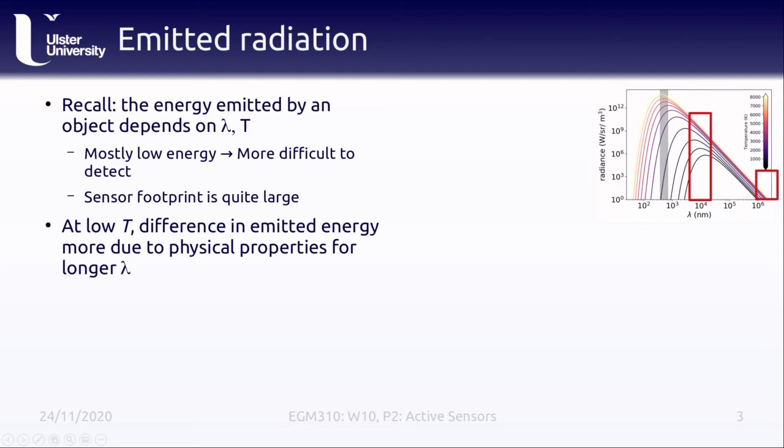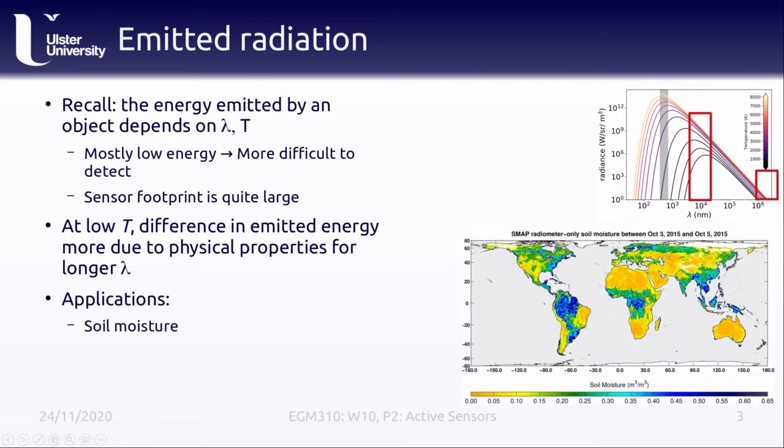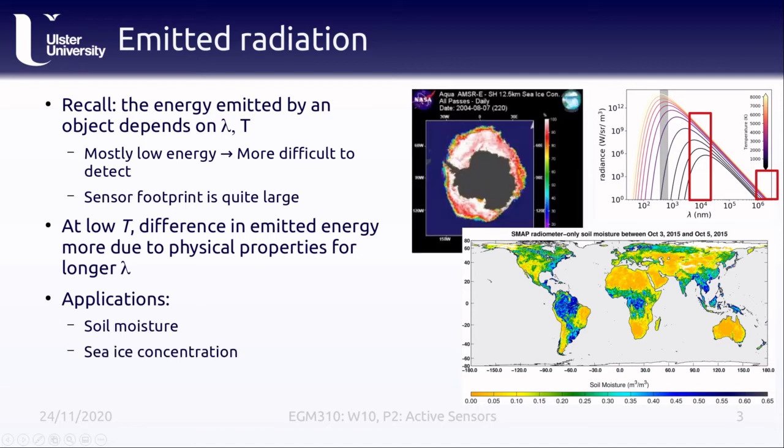Two common applications for measuring emitted radiation are for measurements of soil moisture. The amount of radiation emitted by soil has a very strong dependence on its moisture content, and for measuring sea ice concentration. Similar to soil moisture, the formation of sea ice on the surface of the ocean has a strong impact on the energy emitted by the surface, which can be measured with passive microwave radiometers.